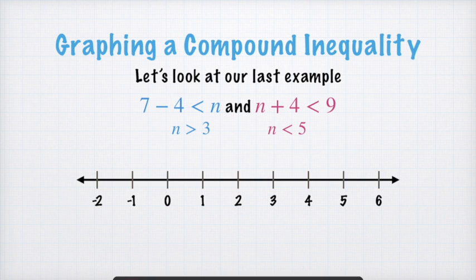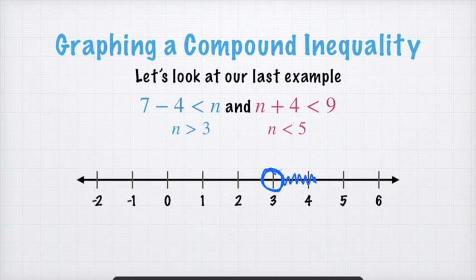So here we have n is greater than 3, and n is less than 5. So n greater than 3, because it's a greater than sign, it's an open circle. And we would shade in everything in this direction. I'm not going to shade it all the way in, because I don't know how far I need to go. I just want to see what direction I'm going.